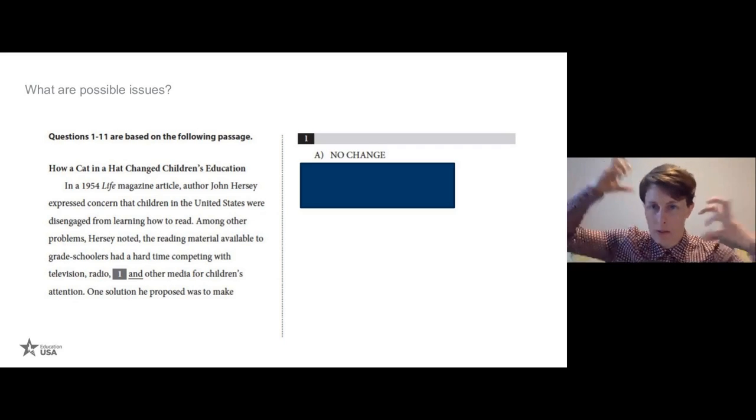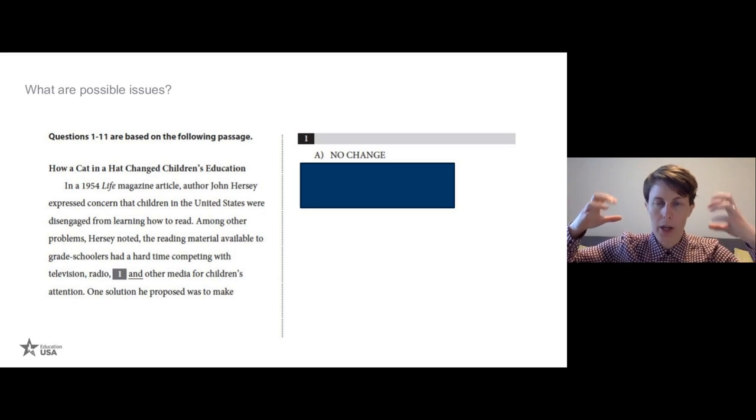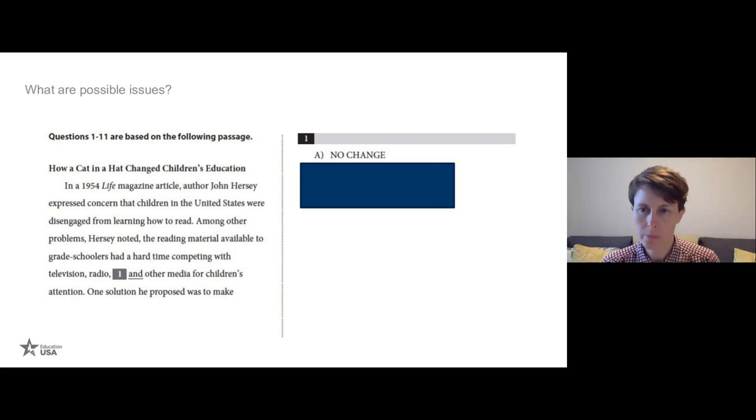So now, what problems could we encounter? So again, the brain is turning, you're thinking, I see the word "and" right away, what might come up as an issue? Yeah, comma, exactly, Shatat. There's a comma right before it. We've got what's called a list, right? Television, radio, and other media is a list of items.